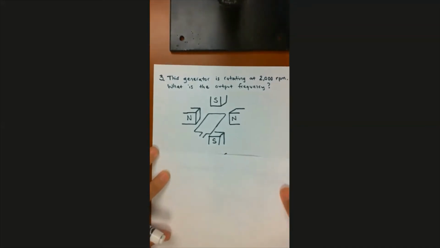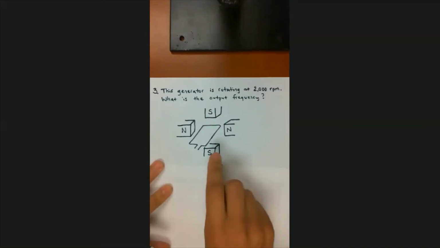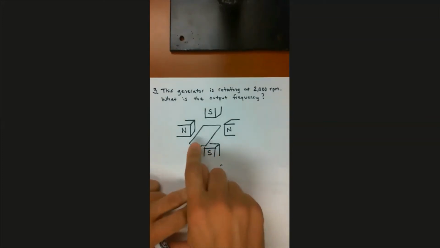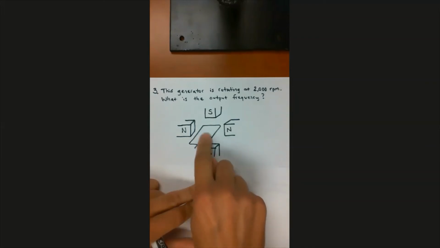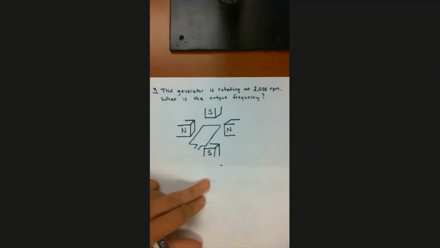Okay, here's number 3. It says this generator is rotating at 2,000 RPM. So this is the rotor. The armature is on the rotor, and it's rotating around at 2,000 RPM. What is the output frequency?